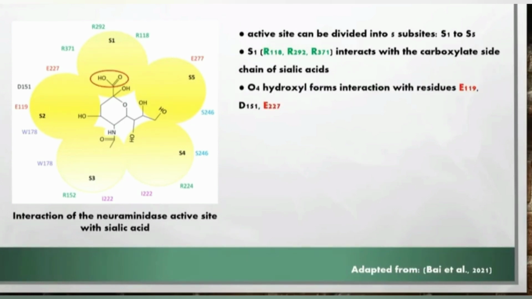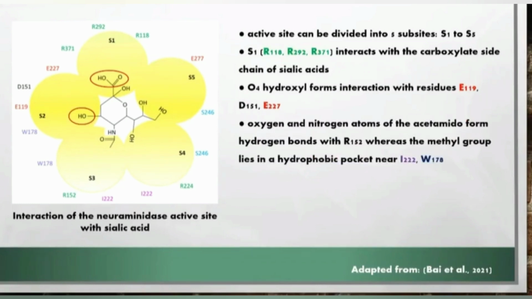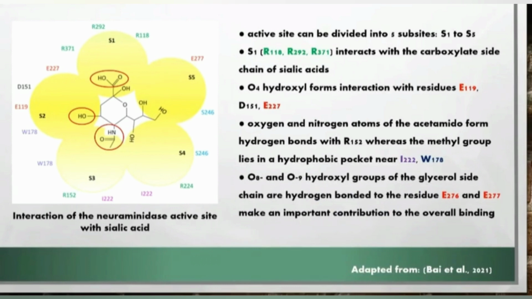The O4-hydroxyl can form interactions with residues glutamic acid 119, aspartic acid 151, and glutamic acid 227. Oxygen and nitrogen atoms of the acetamido group form hydrogen bonds with arginine 152, whereas the methyl group lies in a hydrophobic pocket near isoleucine 222 and tryptophan 178. The O8 and O9 hydroxyl groups of the glycerol side chain are hydrogen bonded to the residues glutamic acid 276 and 277 to make an important contribution to the overall binding.